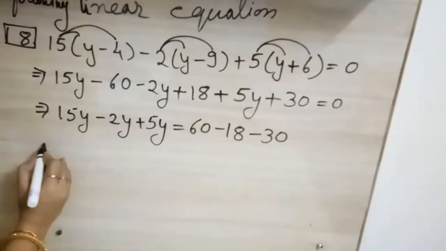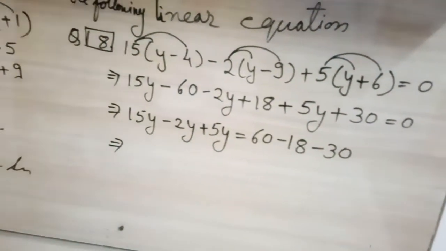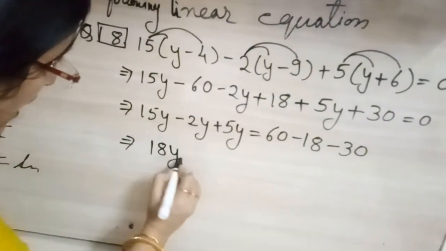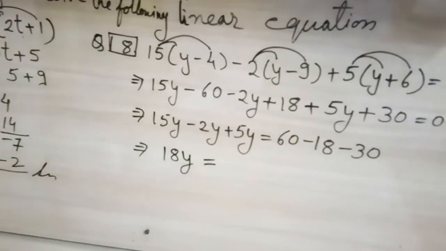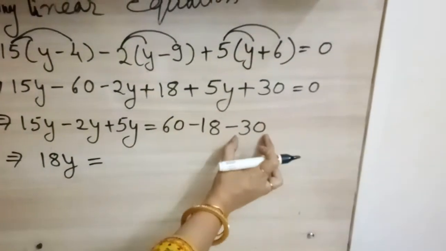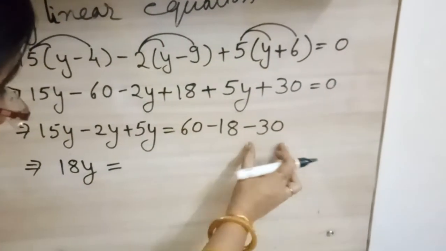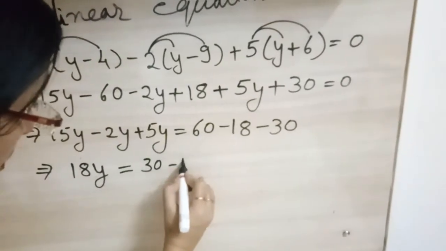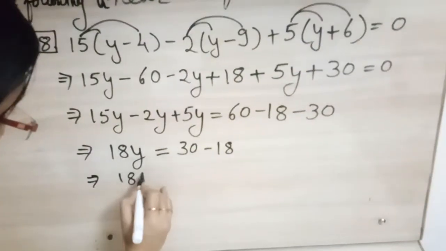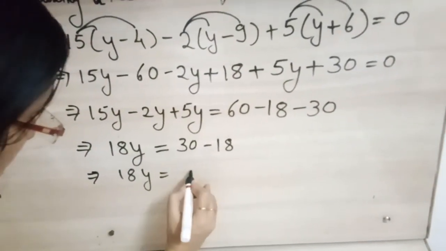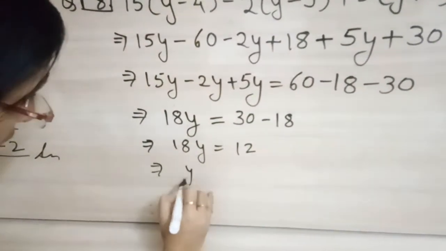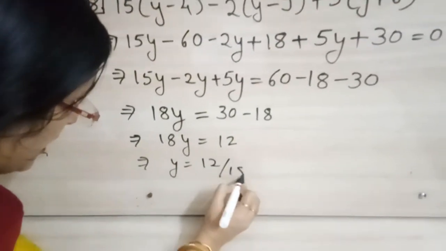Now we can easily solve here. 15y plus 5y will become 20y, 20y minus 2y, so it will become 18y. If you have any problem doing it orally, do write in rough copy and then do. Okay, now here it is 60 minus 30, so the answer will come 30. Okay, and minus 18 I am writing as it is. Now here 18y is equals to, we will subtract, so it will become 12, and y is equals to 12 upon 18.